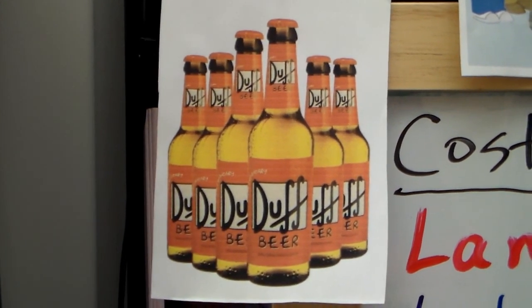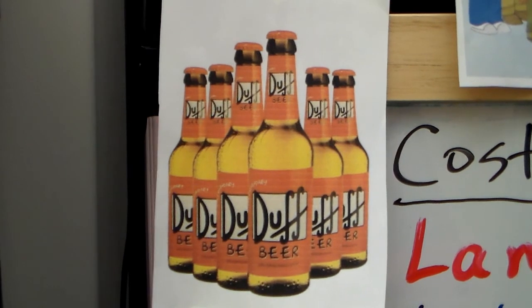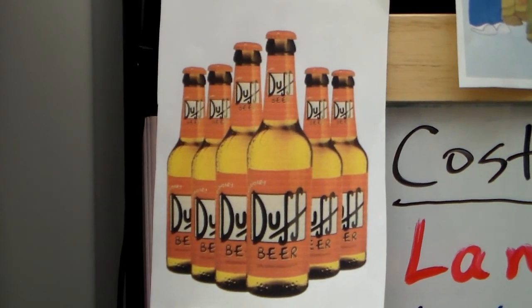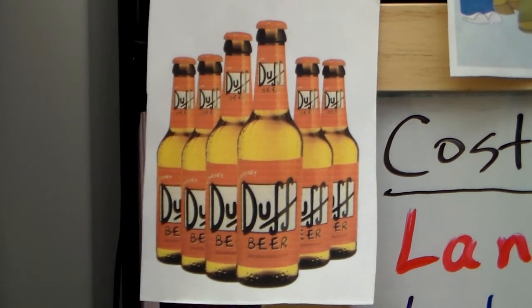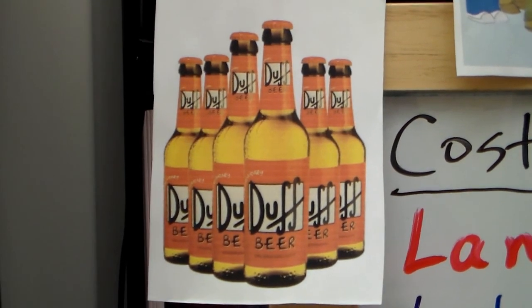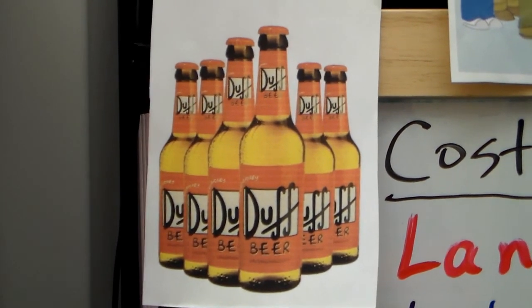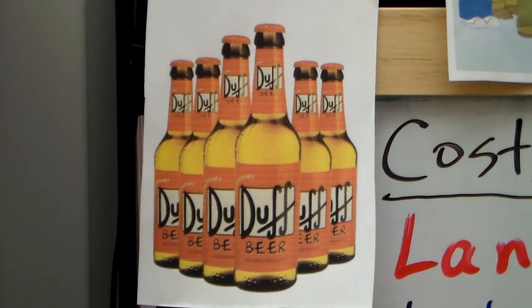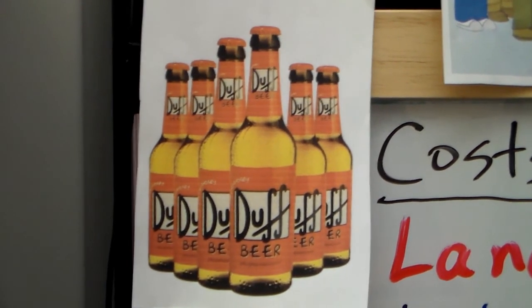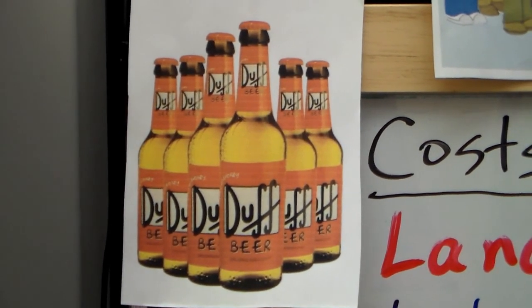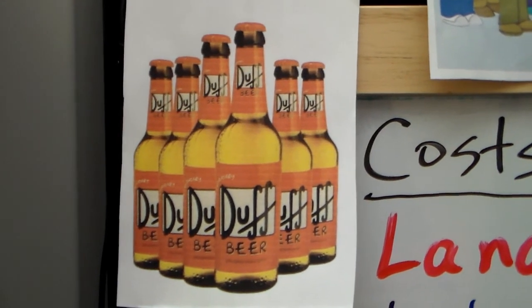Today's lesson is about economies of scale and how they affect a company's per unit or average costs. The good or service I'll be using to illustrate the basic principle is Duff Beer. The company producing Duff Beer is in business to make a profit.